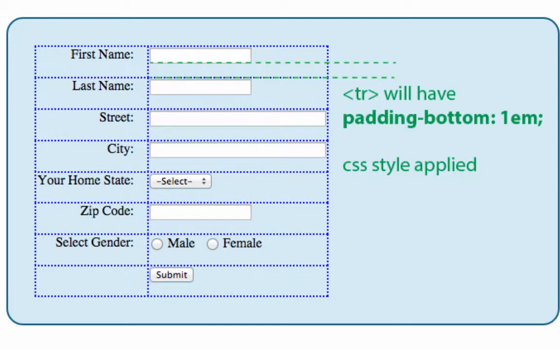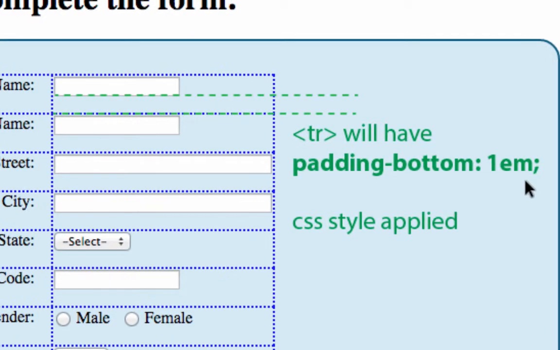As far as formatting, then what we're going to do so that it looks nice is we're going to apply CSS to different parts of the table. For example, the TR tag will have a padding bottom 1em, or there could be pixels, but just for the sake of this we're going to use 1em, and that creates the space below it. So we're going to use padding bottom for the TR tag, so the whole row will have padding bottom.